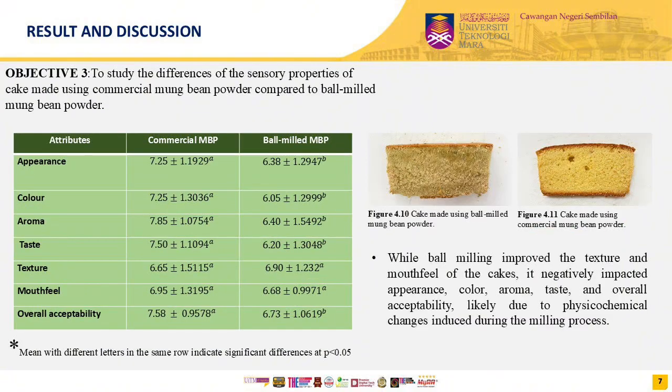the product. As for the sensory evaluation, ball mill mung bean cake scored slightly lower, with significant differences, for attributes of appearance, aroma, flavor, and overall acceptability, but higher values in texture and mouthfeel compared to the commercial mung bean powder cake. Overall, while ball milling improved the texture and mouthfeel of the cake, it negatively impacted appearance, color, aroma, taste, and overall acceptability, likely due to physicochemical changes induced during the milling process.